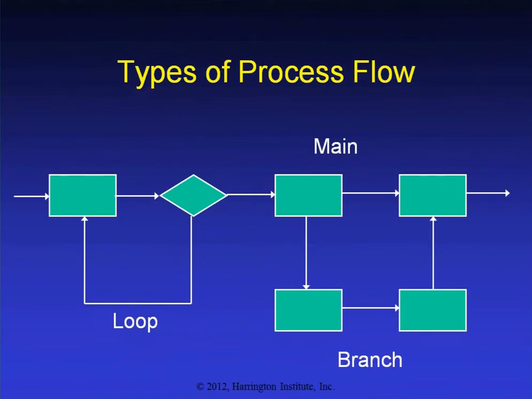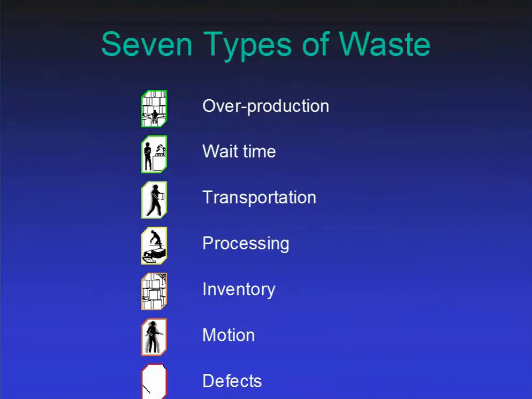Certainly you look for things like loops. All loops are bad. All batches are bad. Anytime you go off the mainstream is bad. So we're trying to get a straight flow with no branches in our design. We certainly look for the 7 wastes.